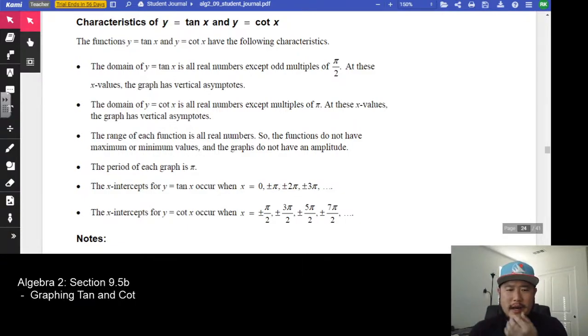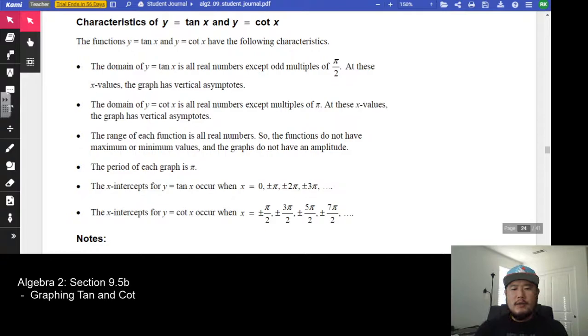As you can see right here, a lot of bullet points. These bullet points are only relevant when it comes to these parent functions. So you can take a look at them, and as we graph tangent and cotangent functions, you can reference back and forth with what they have down right here. The key things that we do need to know as we're graphing these is to try to figure out what are the vertical asymptotes, and also what are the periods for these functions when it comes to tangent and cotangent.